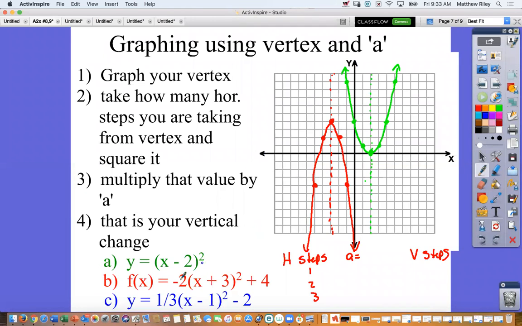It's been reflected over the X, and what's the 2 do? It opens down. It opens down, but what's the 2 do? Does it stretch it or shrink it? Stretches it. So it's been reflected, it's been stretched, and it's been moved what? 3 units to the left and up 4. Perfect.